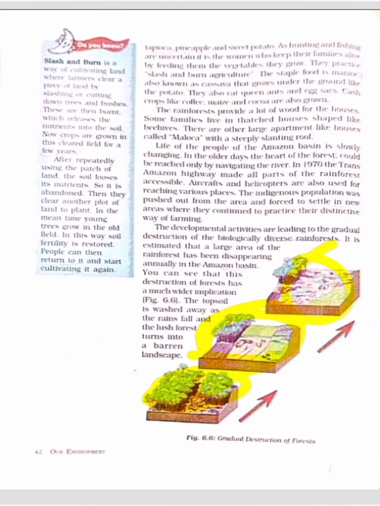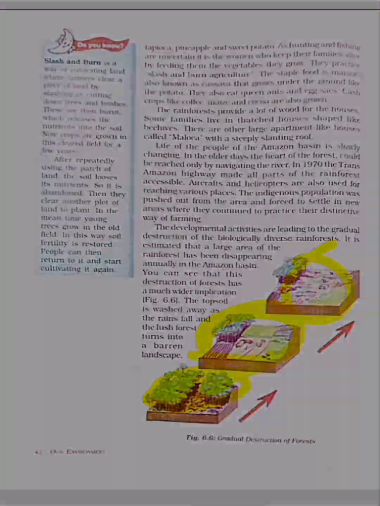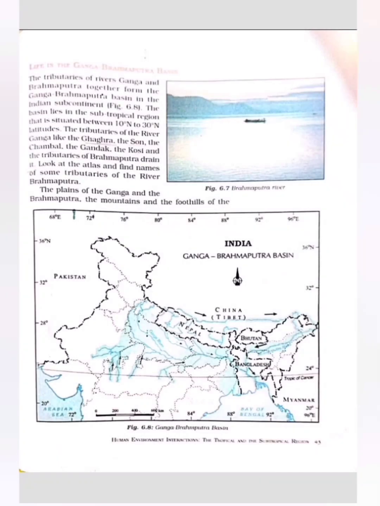So this is the tropical region where the sun reaches practically, and the climate is a bit hot and humid, and people live practicing hunting and gathering. After studying the tropical region, we move to the subtropical region, and one example of a region which lies in the subtropical is the Ganga-Brahmaputra basin.